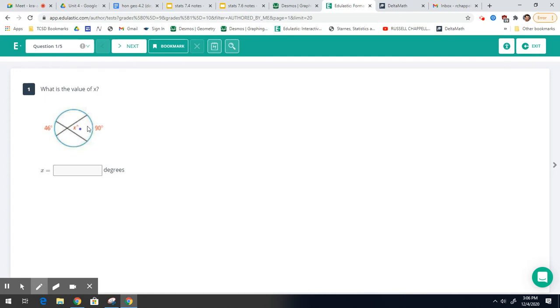So x is pointing at 90. Its vertical angle points at 46. So to find x, you're going to take half of 90 plus 46. Type all that into your calculator once. Half of 136 is 68. I'm sorry, 68. That was a mistake. And there we go. There's the value of x. Okay. All right, next one.